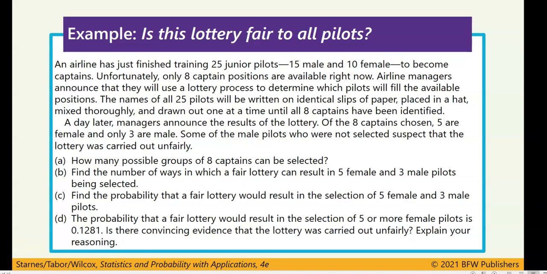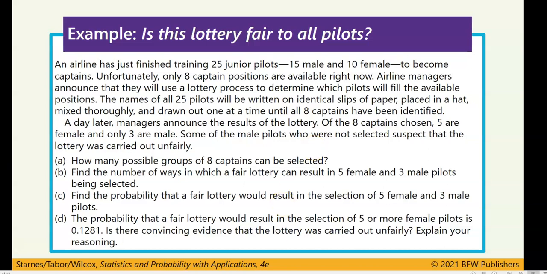An airline just finished training 25 junior pilots, 15 are male, 10 are female, to become captains. Unfortunately, only 8 captain positions are available right now. Airline managers announced they will use a lottery process to determine which pilots will fill the available positions. The names of all 25 pilots will be written on identical slips of paper, placed in a hat, mixed thoroughly, and drawn out one at a time until all 8 captains have been chosen. A day later, managers announced the result of the lottery. Of the 8 captains chosen, 5 are female and only 3 are male. Some of the male pilots who were not selected suspect the lottery was not quite on the up and up. It was unfair. How many possible groups of 8 captains can be selected?